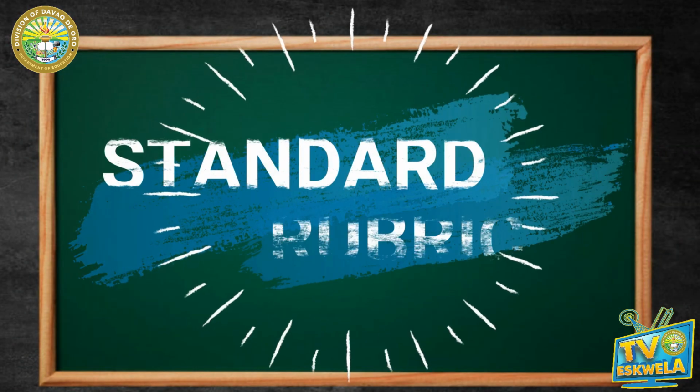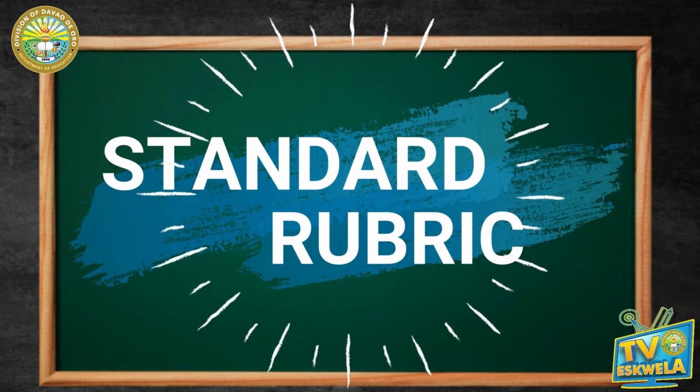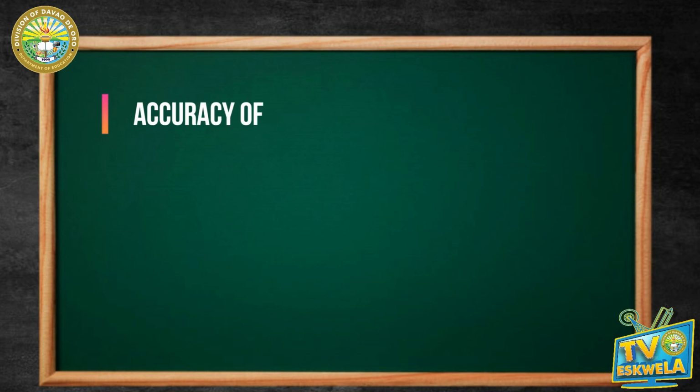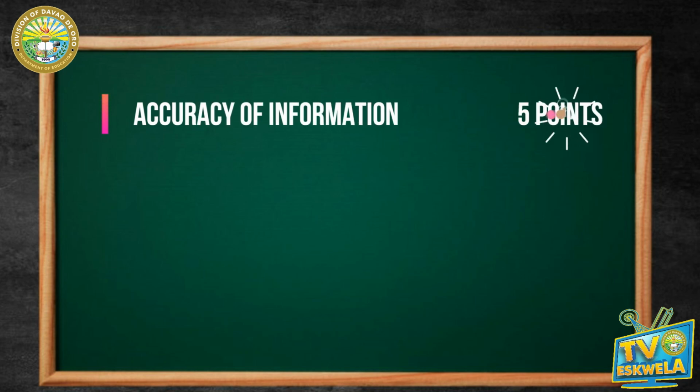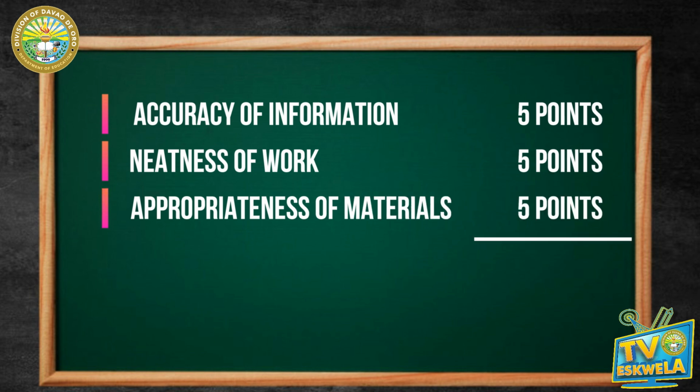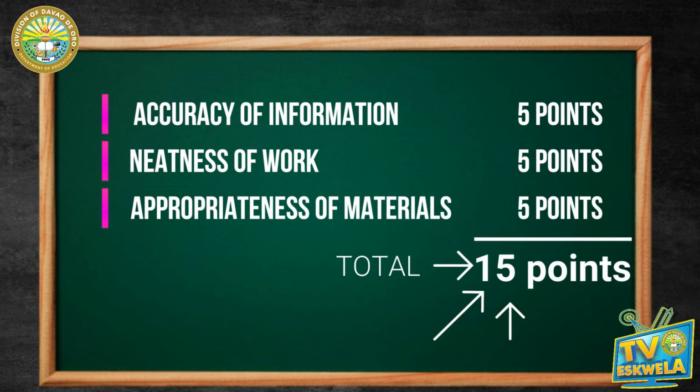Here is the standard rubric. You'll be rated by your teacher according to the following criteria. Accuracy of information, 5 points. Neatness of work, 5 points. And appropriateness of materials, 5 points. And a total of 15 points.